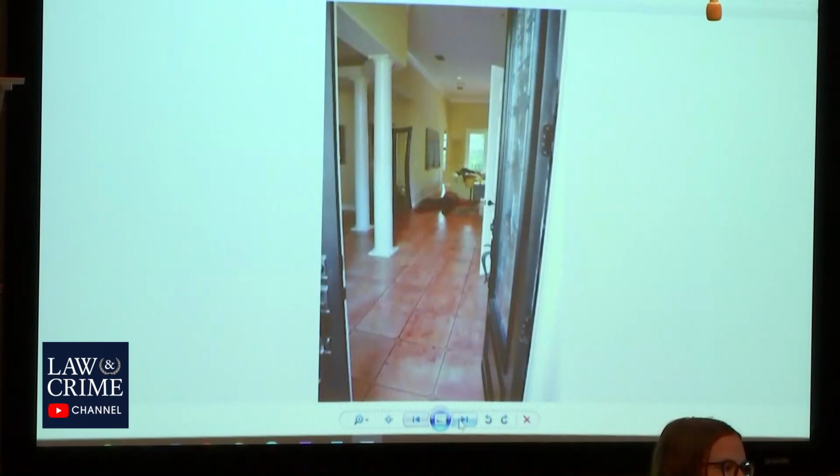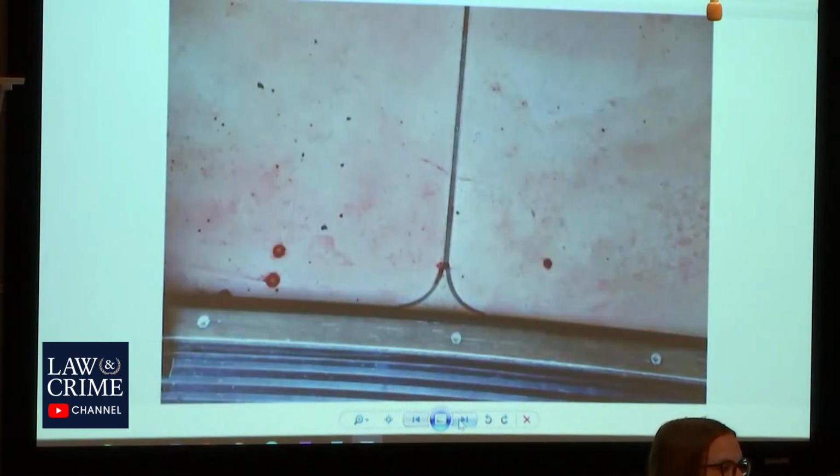Now, 3061, are we now entering the actual residence? Yes. What are you documenting here at 3064? I am documenting what I see that are suspected blood droplets.